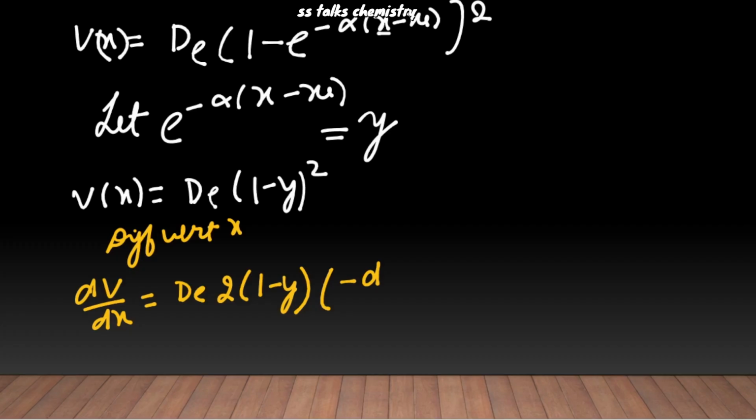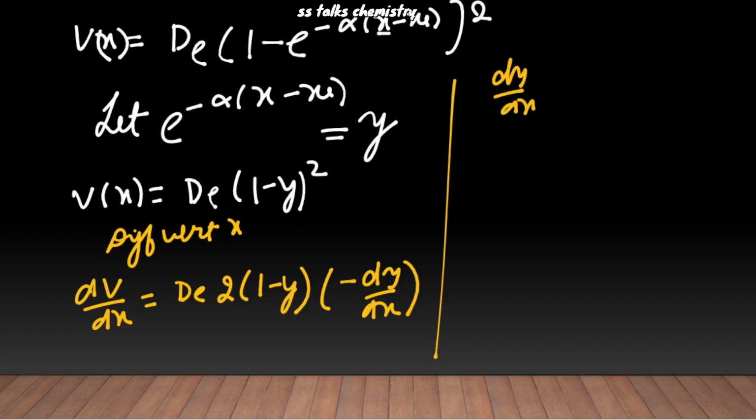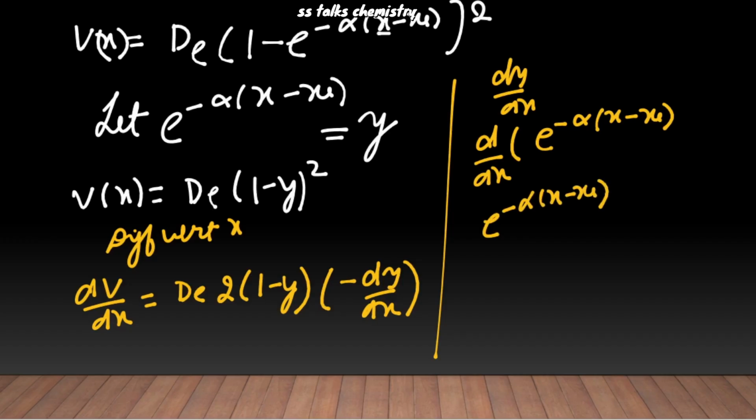Now this bracket also you have to differentiate. With respect to the 1 it will be 0, and with respect to y the differentiation will be minus dy by dx. I hope it's clear. Now this value of dy by dx you need to find out. So d by dx of y, which we assumed to be e raised to the power of minus alpha (x minus xe).